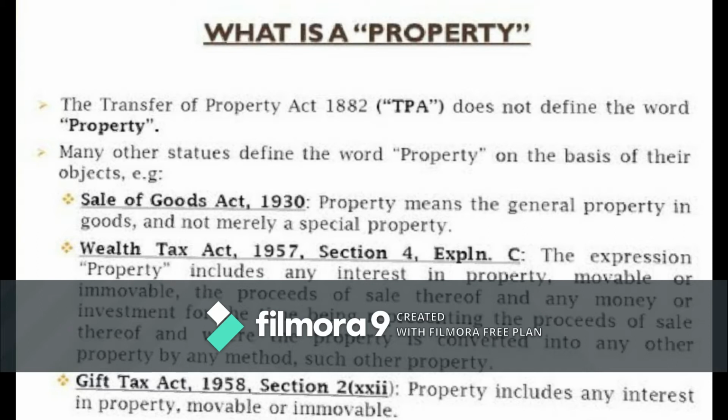Wealth Tax Act 1957: the expression property includes any interest in property, movable or immovable, the proceeds of sale thereof, and any money or investment for the time being representing the proceeds of sale thereof, and where the property is converted into any other property by any method, such other property. Gift Tax Act 1958: property includes any interest in property, movable or immovable.